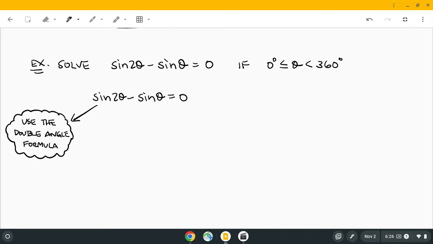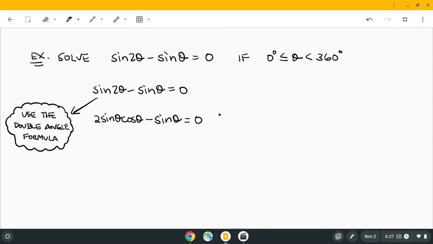All right. So hopefully you have your trig sheet available, or maybe you have this memorized. So sine 2 theta is the same as 2 sine theta cosine theta. So that's nice. We don't have the 2 theta anymore. And so we have this.